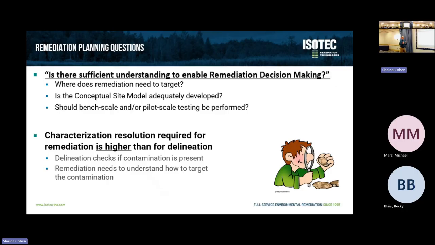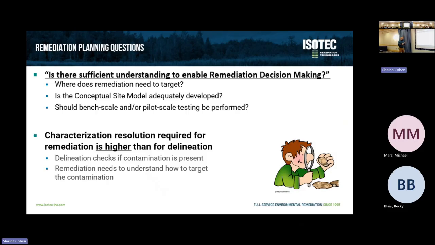So as we start getting into our screening, our feasibility studies, and then eventually selecting a technology, the really important question to ask ourselves for any site is, do we have enough information to make a remediation decision? And where does the remediation need to target? That geometry of contamination is a really critical part of it. And then from that understanding, is our conceptual site model fully developed? Do we need further bench scale testing? Do we need some pilot testing to help fill in some of these knowledge gaps so that we can make appropriate decisions and design and implement the remediation with success?